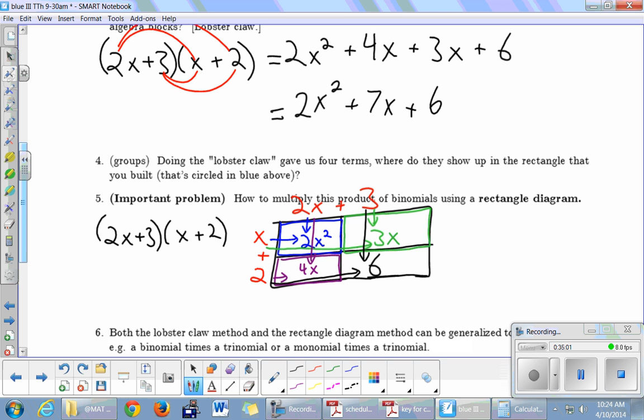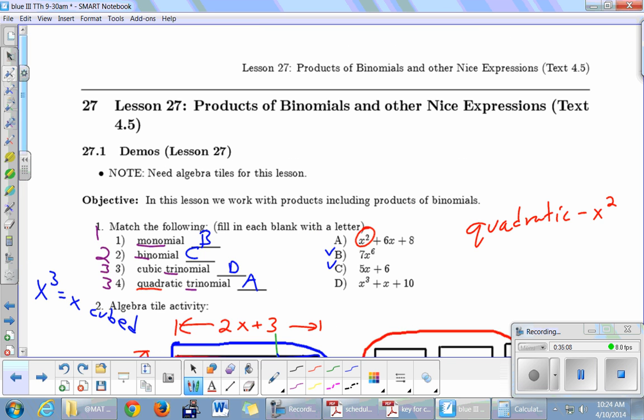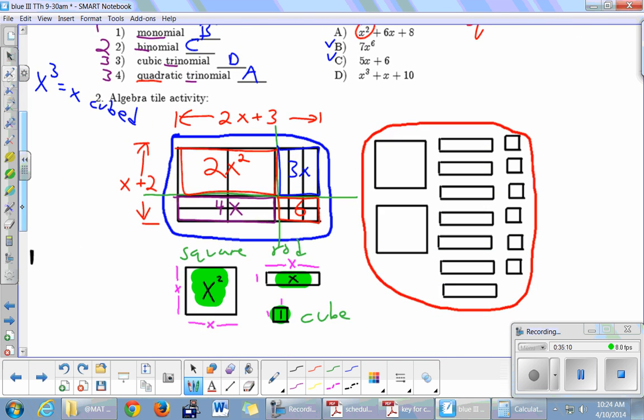Okay, so those things, I think, I'll put it back to, you stay where you are, but I'll go back one page. Do those things agree with what we put right here in this picture? 2x squared, 3x, 4x, and 6. And you can get them by just multiplying in a very natural way, right? Something down and something across.